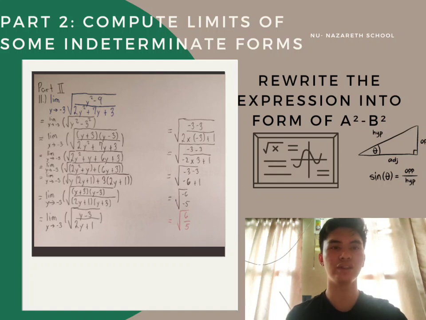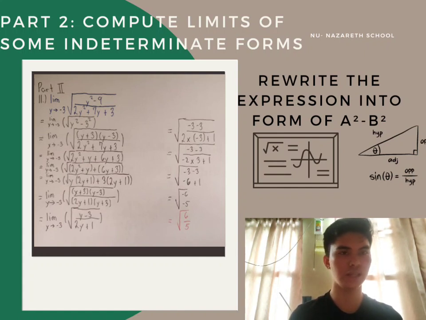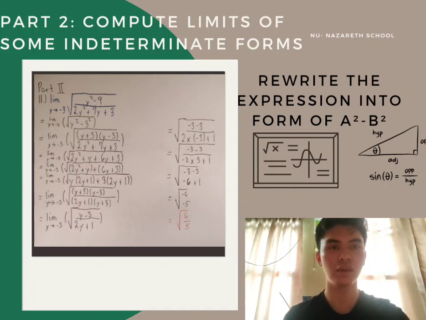And I rewrite the terms using limit of y approaches negative 3, open parenthesis, square root of 2y squared plus y plus 6y plus 3. Then regroup terms into two proportional parts, and I factor the greatest common factor out.